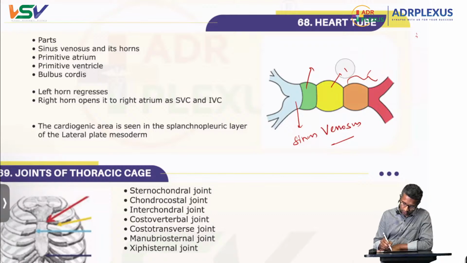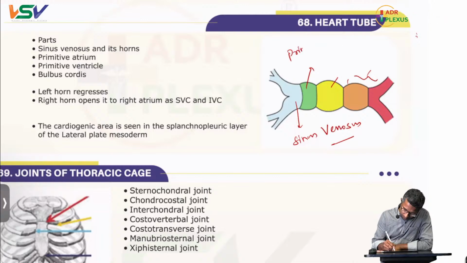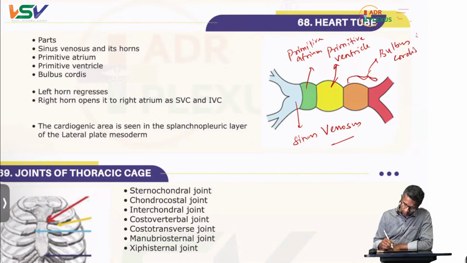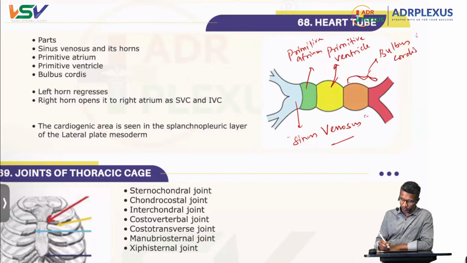Okay, so yes, it is primitive atrium. And what you see here is the primitive ventricle, and what you see here is the bulbous cordis. And what you see here in the blue color is the sinus venosus.